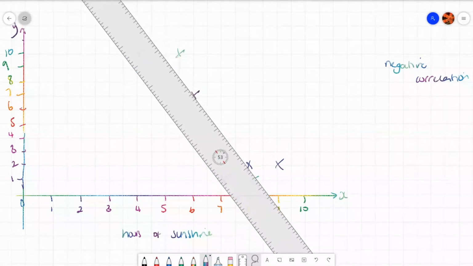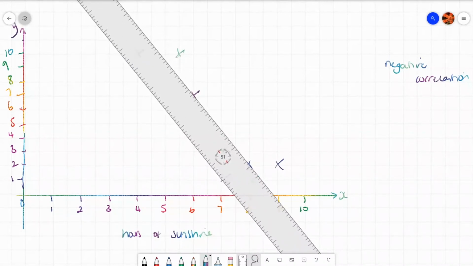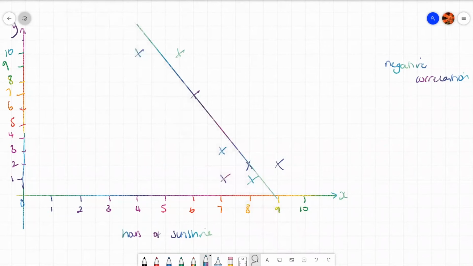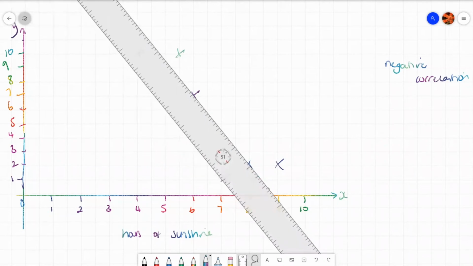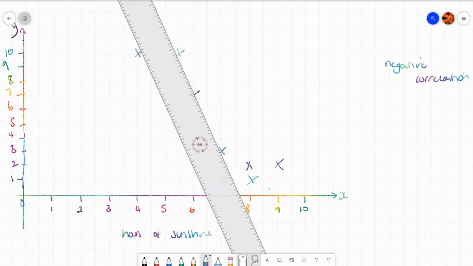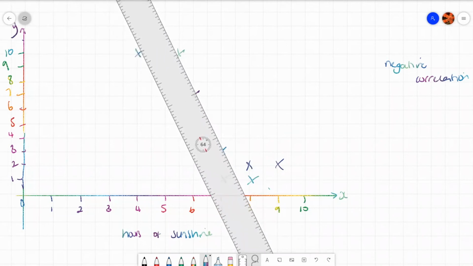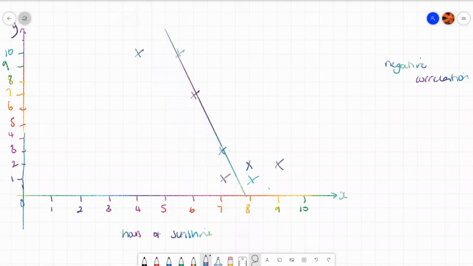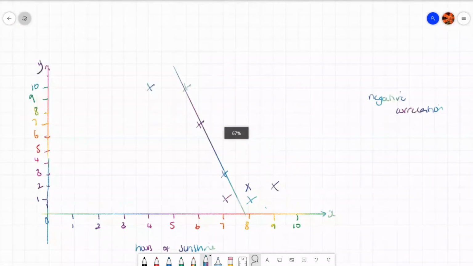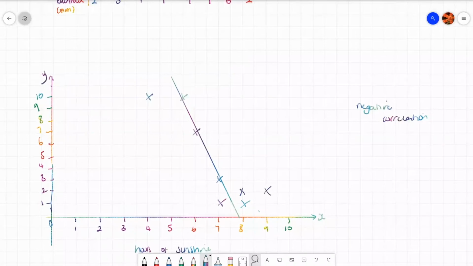Let's have a look. It's quite hard to go through them and they're a bit spaced out. So let's have a look. I've got 1, 2, 3, 4, and I've got 2. Let's try that again. Maybe this one's better because I've got 2 points here and I've got 3 points on the other side. So that's a better line of best fit. And there you are, negative correlation.